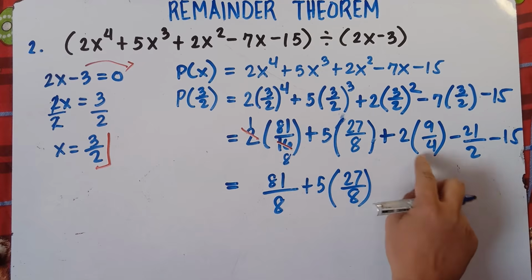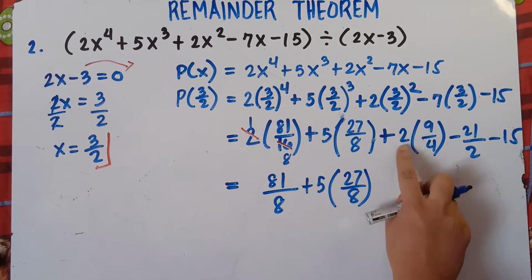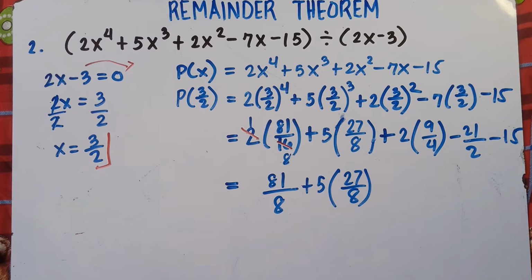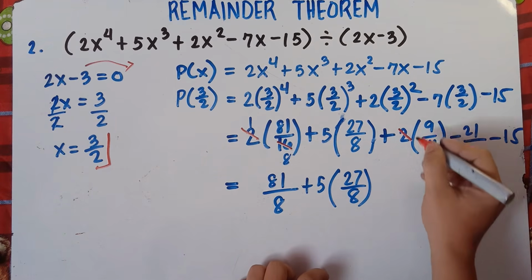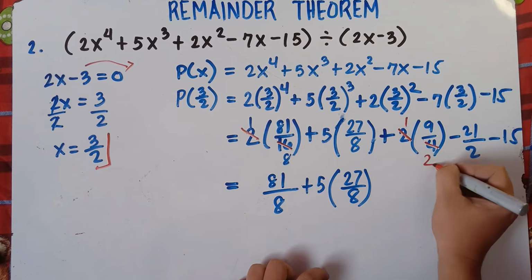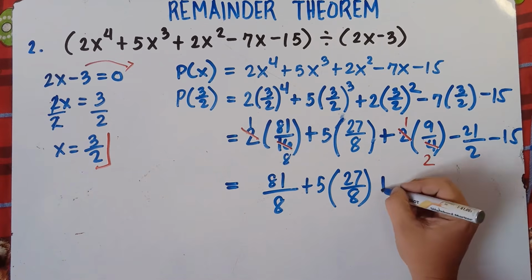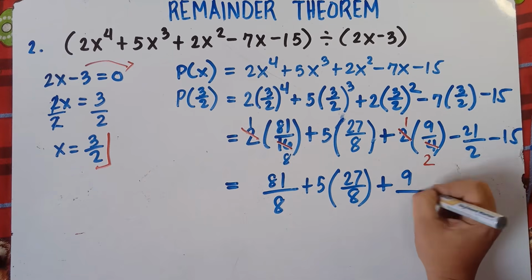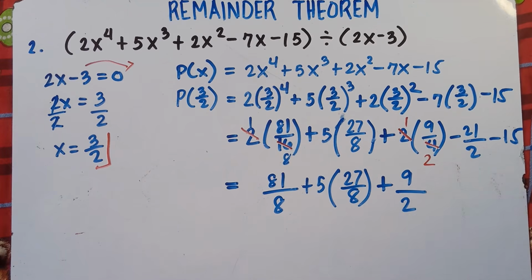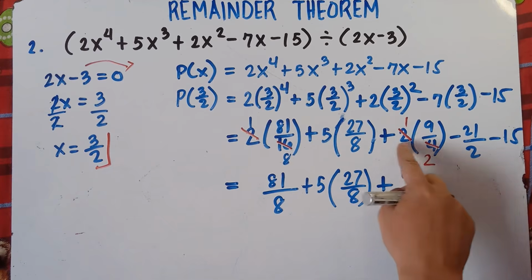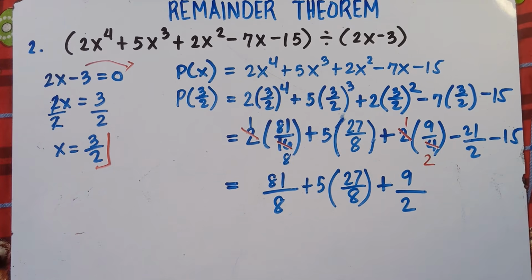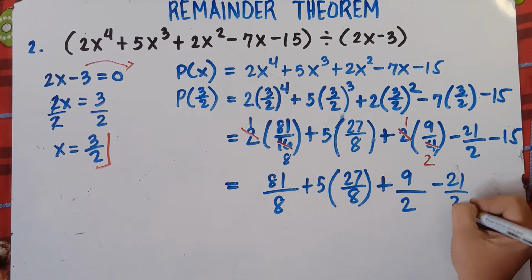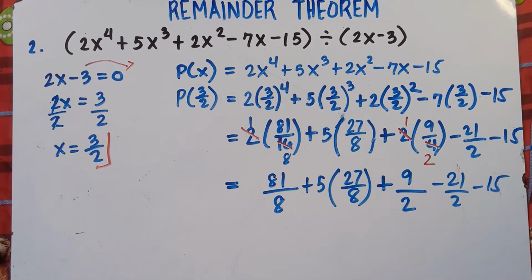And then this one, class, can we reduce 2 and 4? Yup, we can reduce 2 and 4. We can find the GCF of 2 and 4, that is 2. So divide 2 by 2, that's 1. Divide 4 by 2, that's 2. So this will be 1 times 9, or 1 times 9 is 9. Then we copy 2. We just reduced 2 and 4, class, by 2. So 9 over 2. Then minus 21 over 2 minus 15.